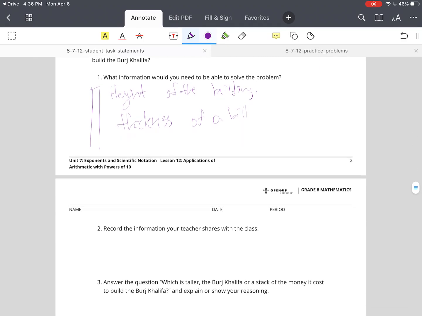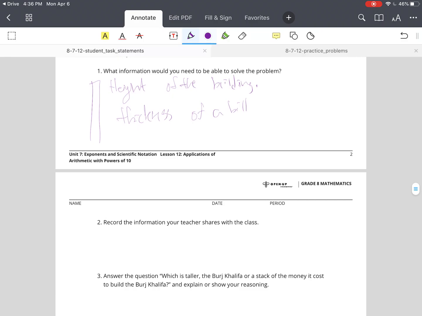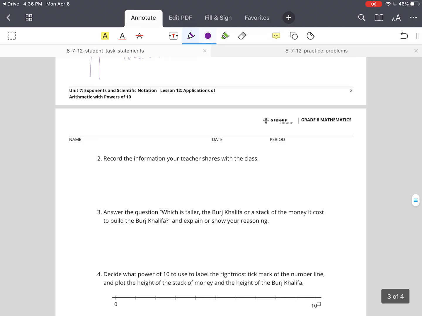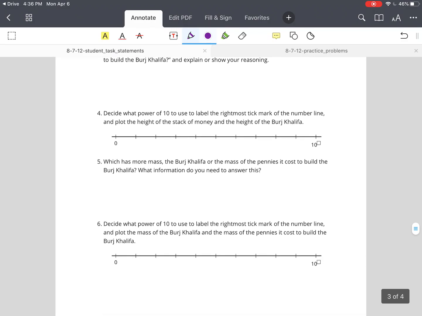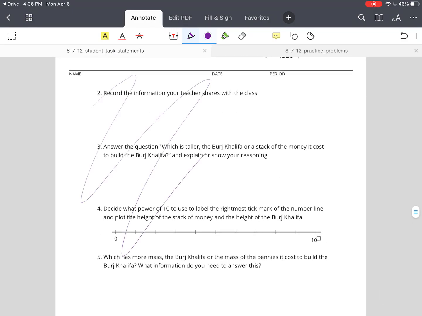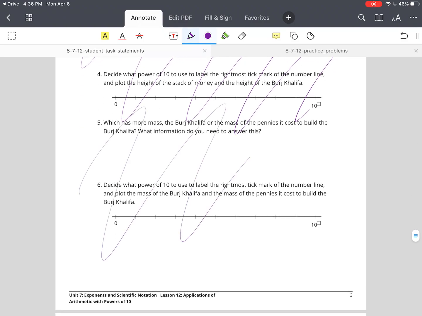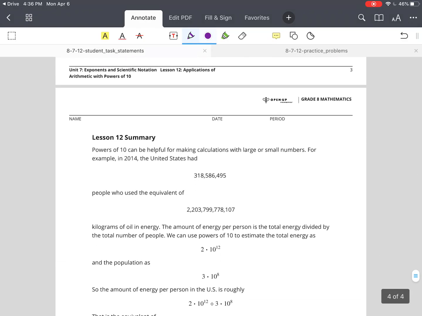Record the information your teacher shares with the class. Oof. Oops. Well then, let's not worry about this portion.